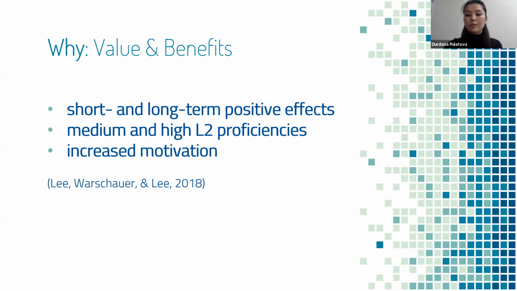In the meta-analysis, data-driven learning was found more effective for learners of medium and high second language proficiency than for less proficient learners. But there have been individual studies which found data-driven learning success with lower level proficiencies. Students' reports of increased motivation are also a common outcome of data-driven learning.